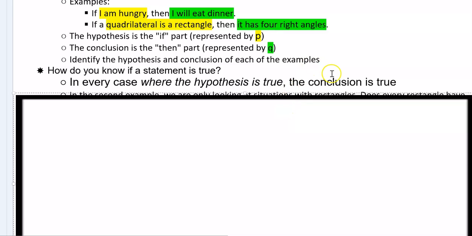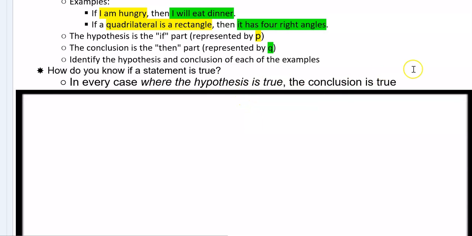So how do we know if a statement is true? In mathematics, having something be true is very, very important. So when you're looking at if a statement is true, you are only looking at the cases that apply to the hypothesis. And if the hypothesis is true and the conclusion is always true, then we have a true statement.